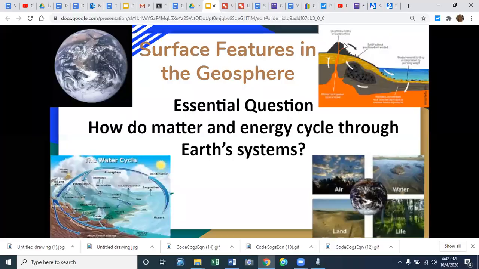Hello, this will be lesson 2 in our unit. Today we will be talking about surface features of the geosphere. So let's get started. Okay, surface features of the geosphere.